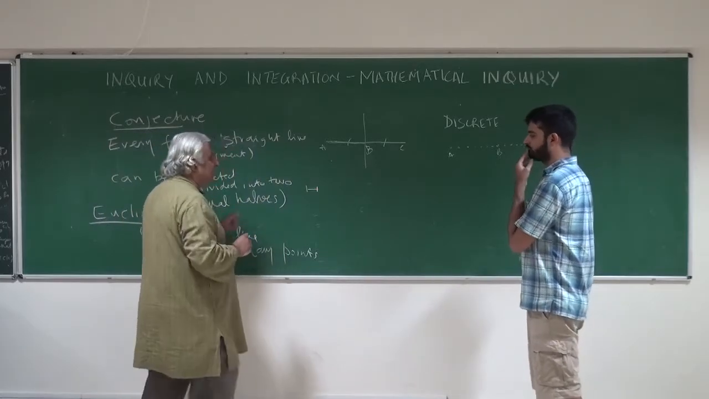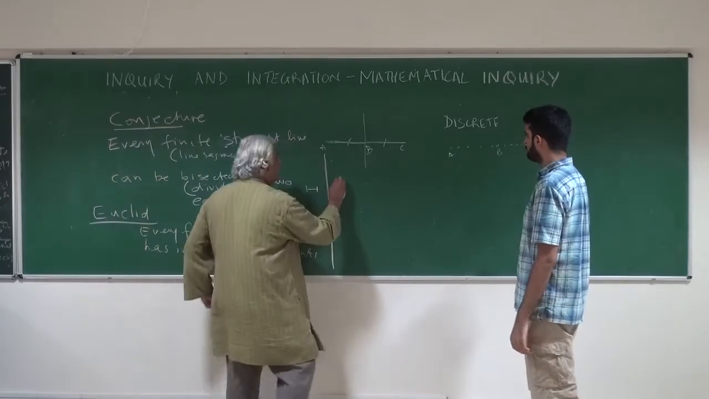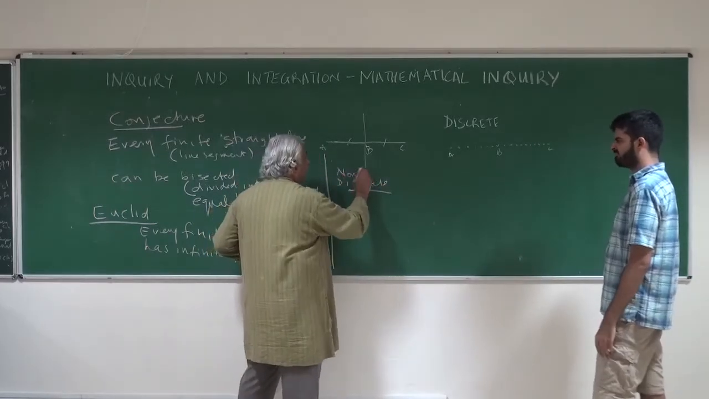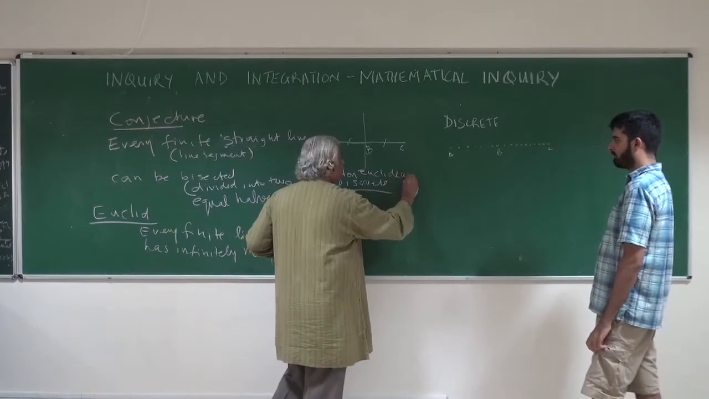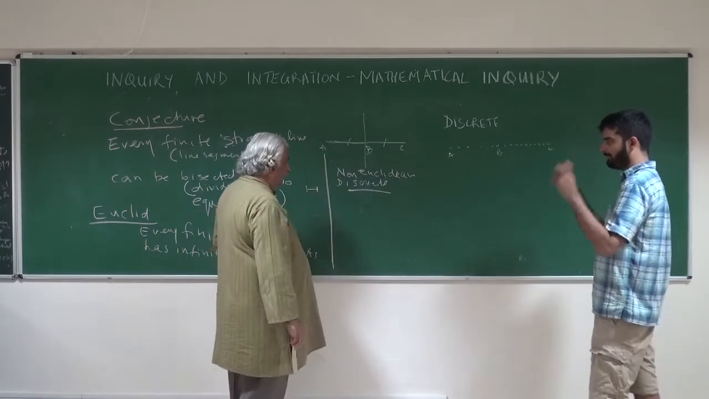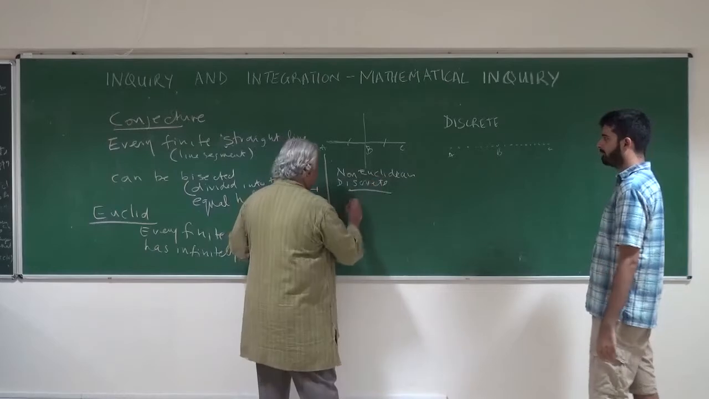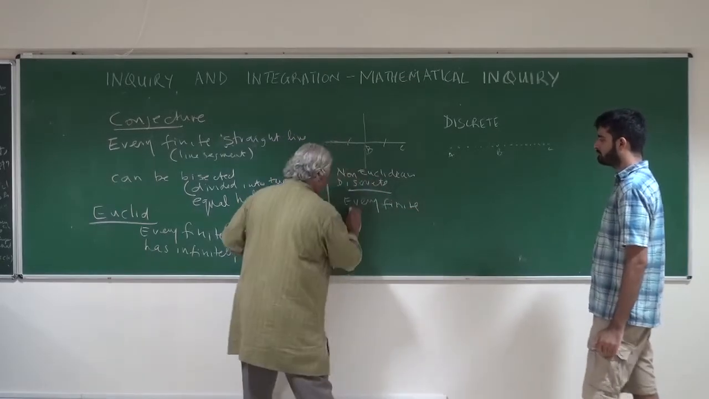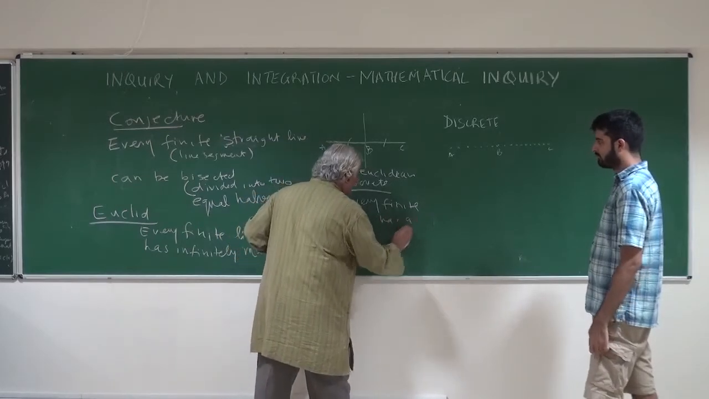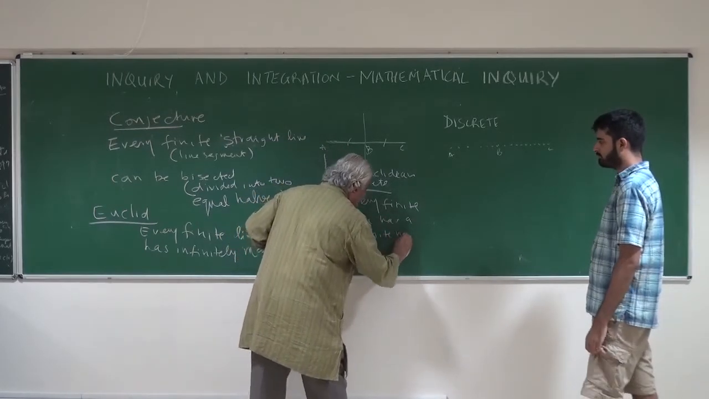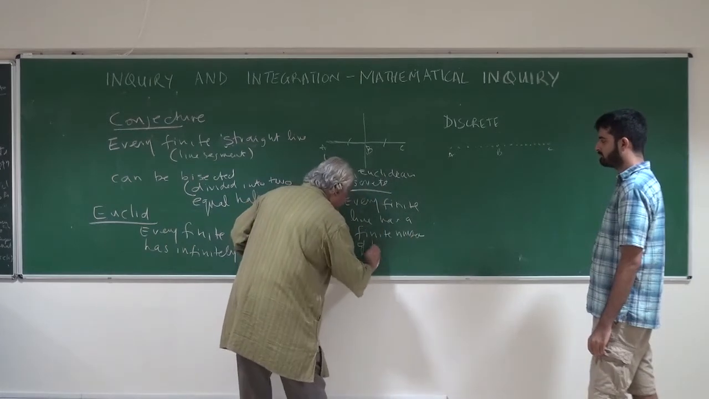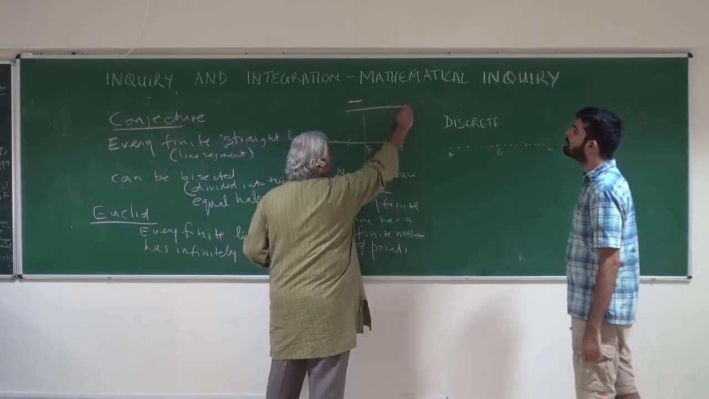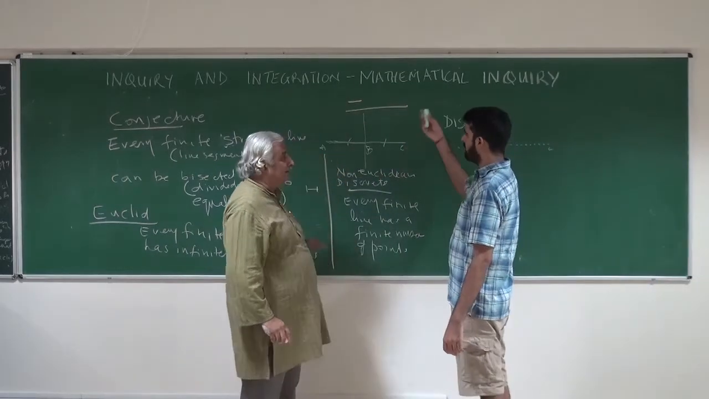Whereas here you are proposing a geometry, a discrete geometry, which is non-Euclidean and non-continuous. Every finite line has a finite number of points. So that means if there's a line this long and if there's a line this long, this will have more points than this one.